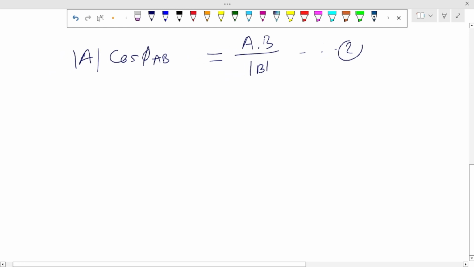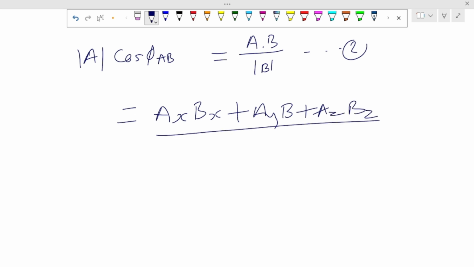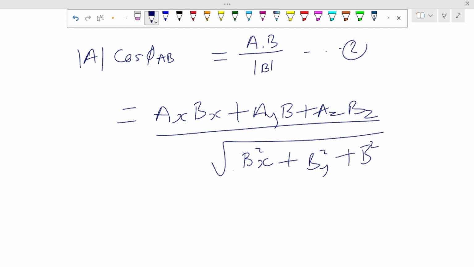So equation 2 can also be written as A dot B, written in its explicit form, like we said in the last video, is AX BX plus AY BY plus AZ BZ. See, we said this in the last video. Okay, so you can check that out. And of course all over BX squared plus BY squared plus BZ squared.